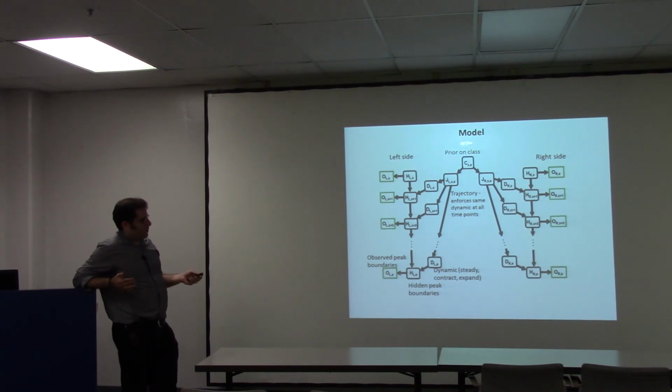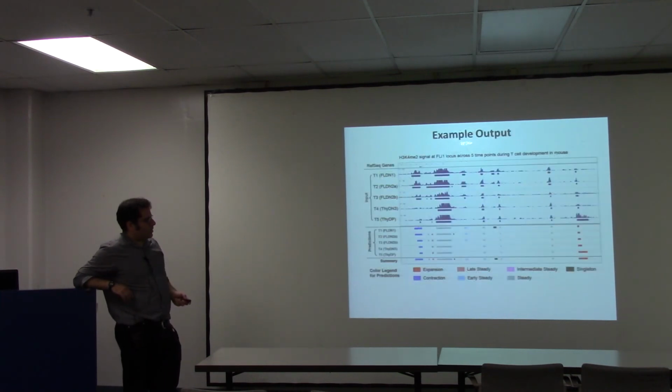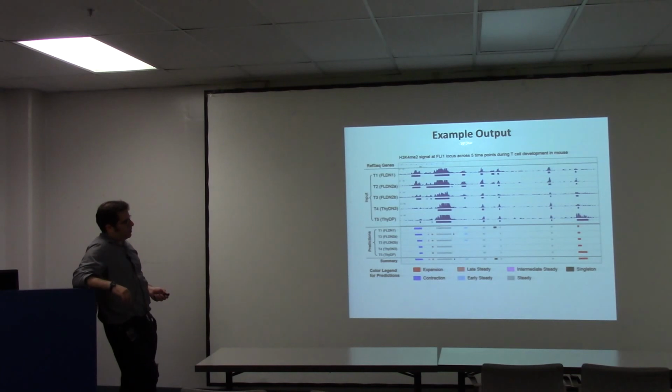So we have this modeling, and then we learn all the parameters of the model based on the observations, and then for each block, its most likely hidden position of each peak boundary, and the overall dynamics of that block. So this is showing you the output of the method. What we have here is the raw signal, and then in blue are peak calls for it. And then the method works off of the peak calls, and we now get these annotations of these different locations.